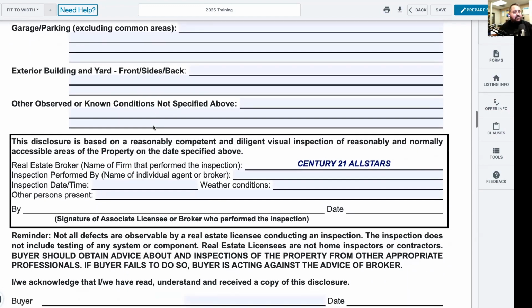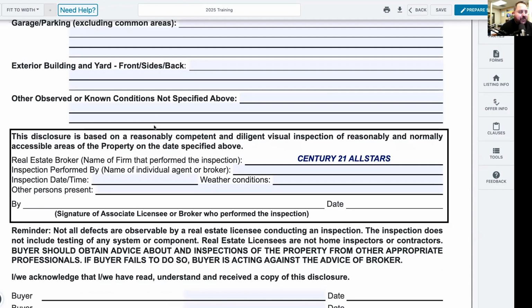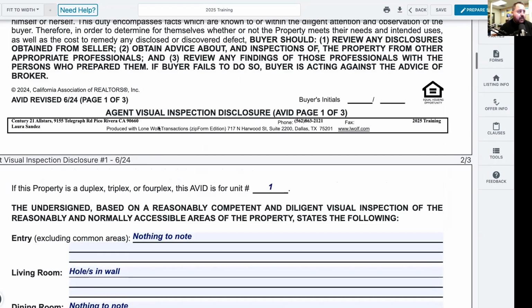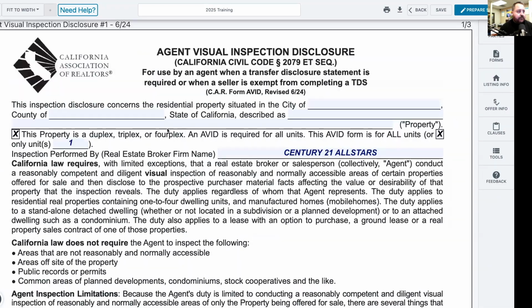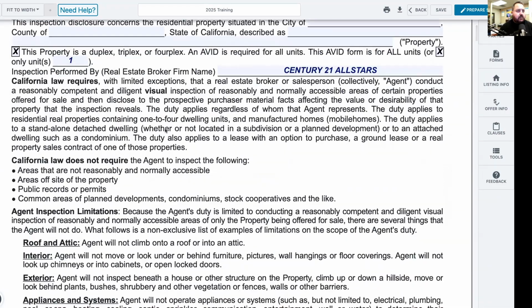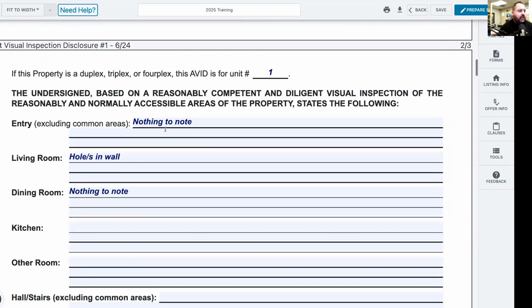Now what it says right here is, this disclosure is based on a reasonably competent and diligent visual inspection of reasonably and normally accessible areas of the property on the date specified above, right, where we did this up here. Here's the date we did it. Where did the date go?